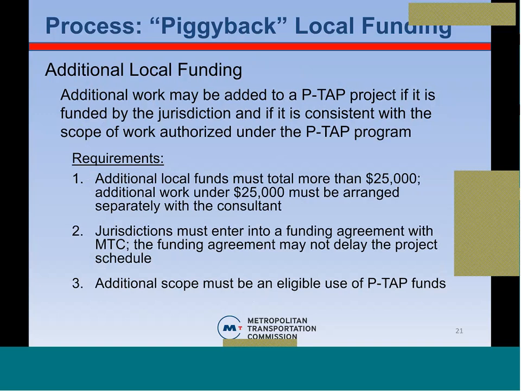So something to think about is piggyback local funding. If you have a big jurisdiction, then $100,000 may not be enough to complete that work. What you can do is you can buy additional work. If you buy $25,000 worth of additional inspections, or say you win a PTAP grant for PMP, but you also want to buy a design, you can do that and you can piggyback on the contract that MTC has with the consultants.